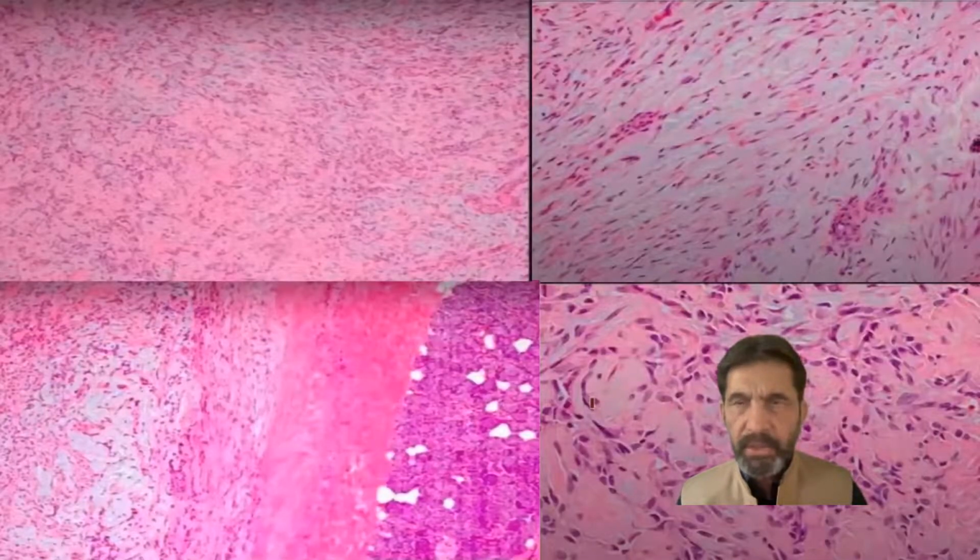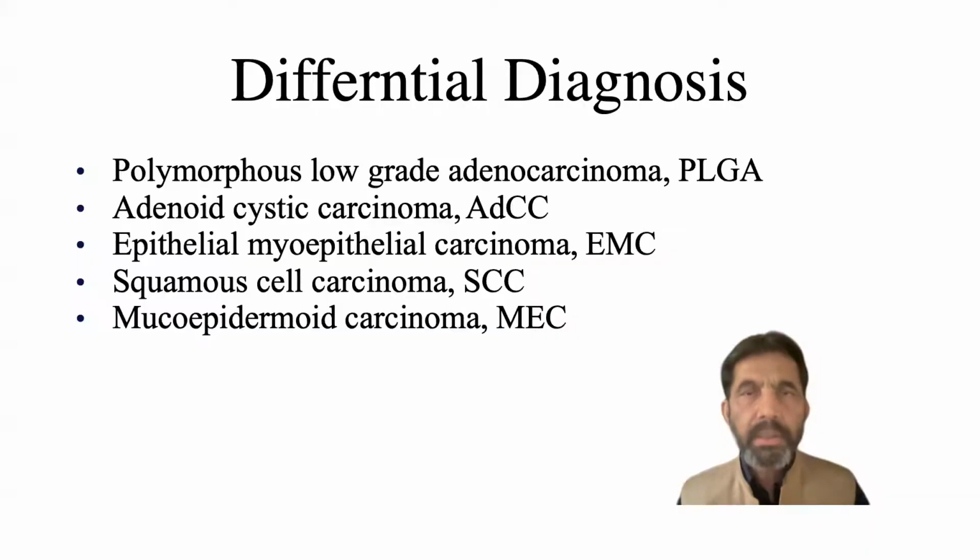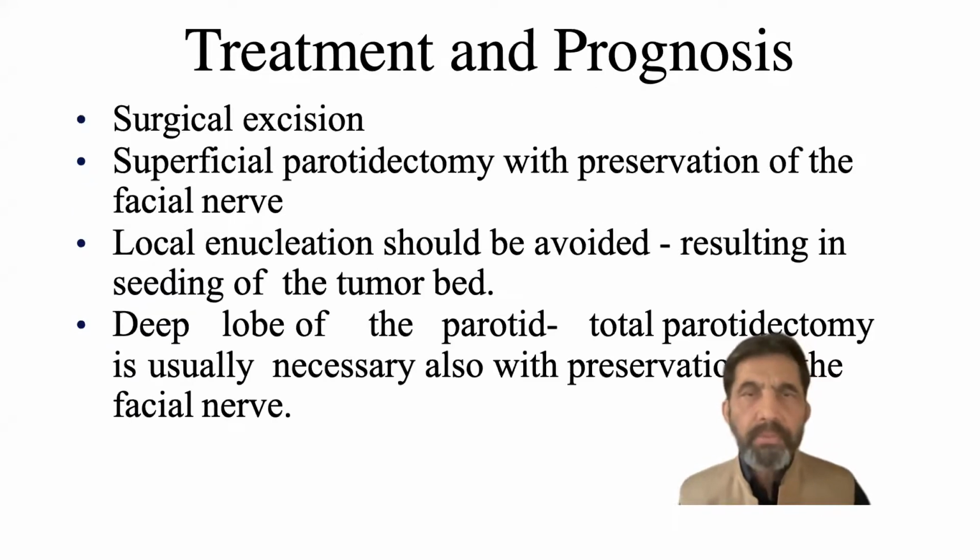This is the myoepithelial cell. This is spindle. So the myoepithelial cell has different variants: the plasmacytoid, the spindle cells, the clear cells, the unconstituted variant. Differential diagnosis is very important: polymorphous low grade adenocarcinoma, adenoid cystic carcinoma, and sometimes I have seen epithelial myoepithelial carcinoma. This is the new terminology, squamous cell carcinoma, mucoepidermoid carcinoma. You have to take that into account.